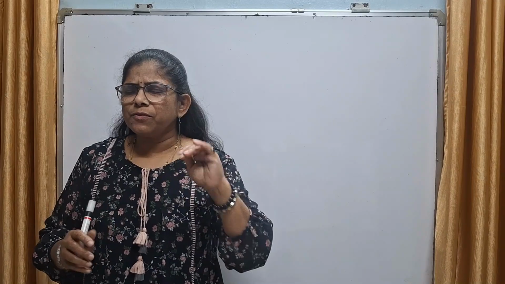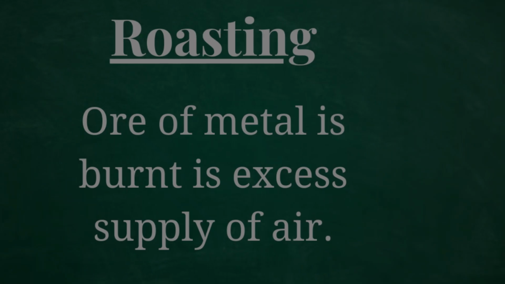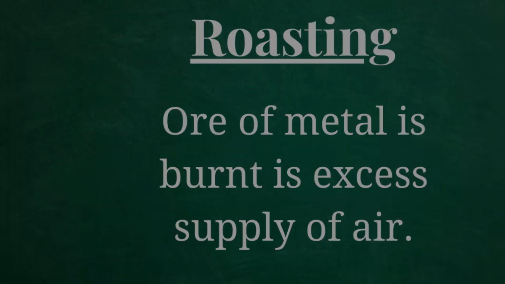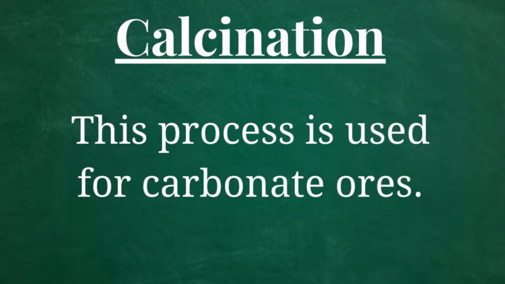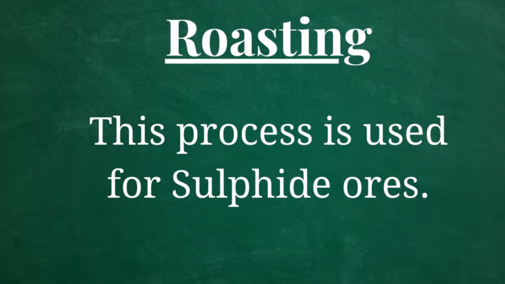So here the first difference is, in calcination the ores are heated in limited supply of air, while in roasting the ores are heated in sufficient or excess supply of air. Now the second point, calcination is used for carbonate ores and roasting is used for sulfide ores. We know there are different ores for different metals from which the pure metal is extracted. So calcination is used for carbonate ores, roasting is used for sulfide ores.